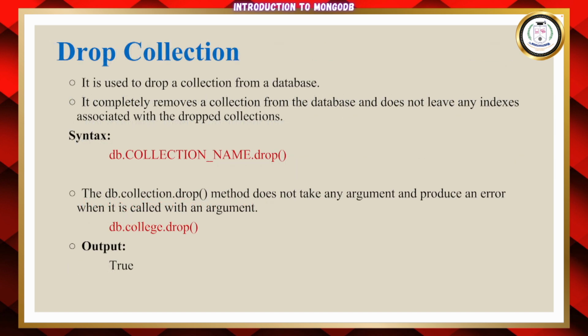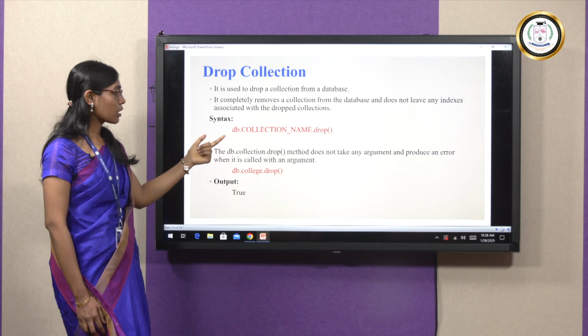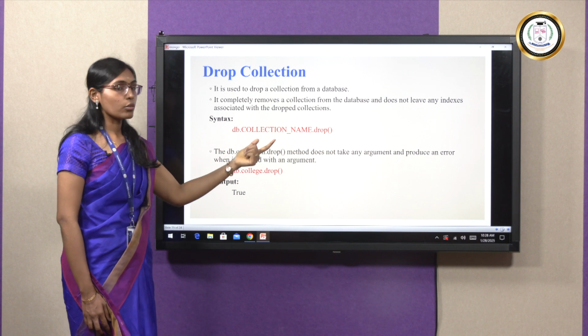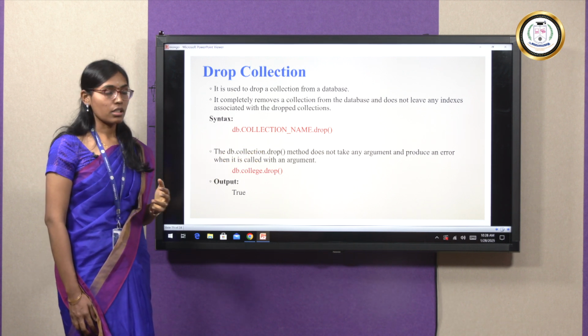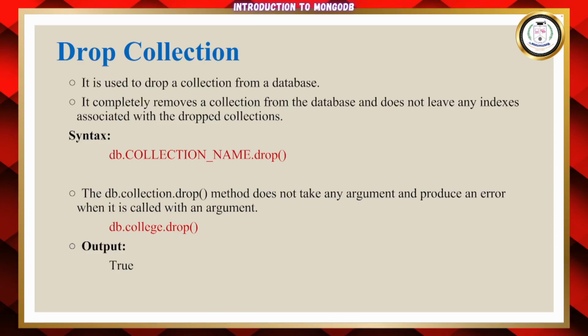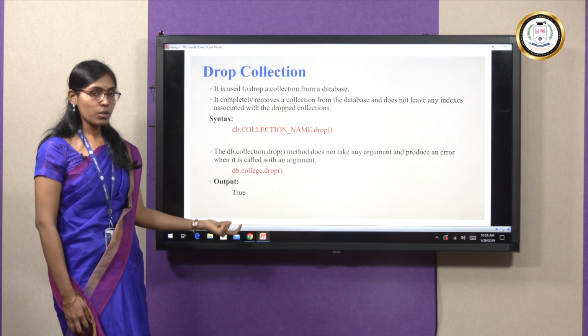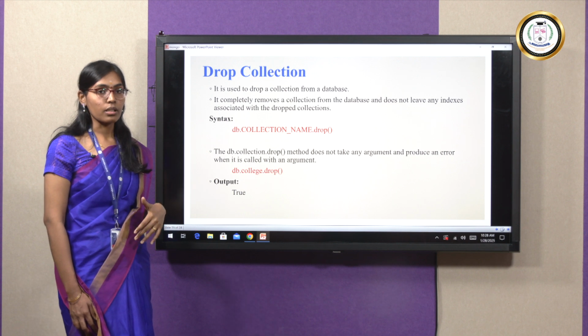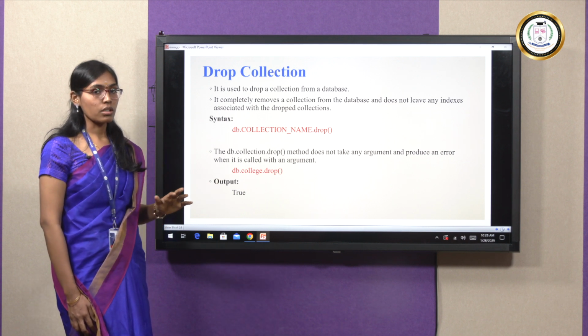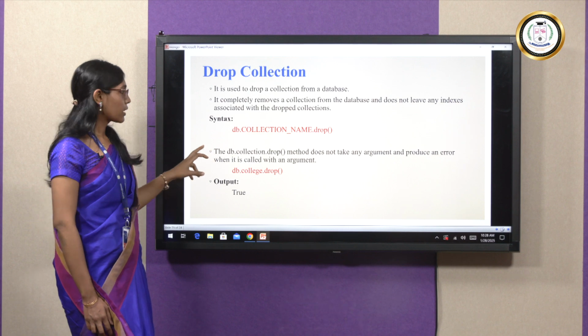And if you want to drop the collections you have created, similar to how you dropped the database, the command for dropping the collection is db.collectionname.drop. This will drop the collection you have created. The collection we created previously is college, so if you give db.college.drop, the output is going to be true. True means the collection college has been dropped or removed from your database. So this is how you drop your collections.